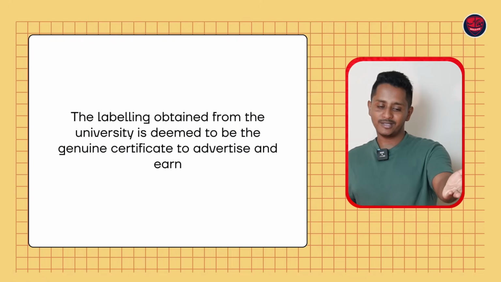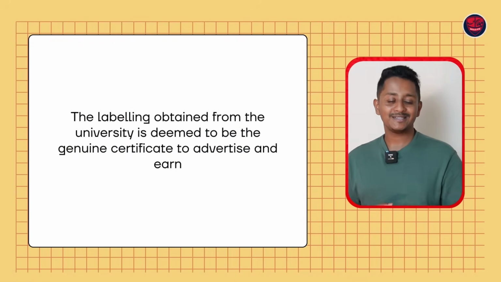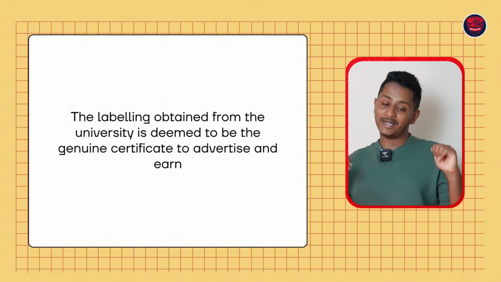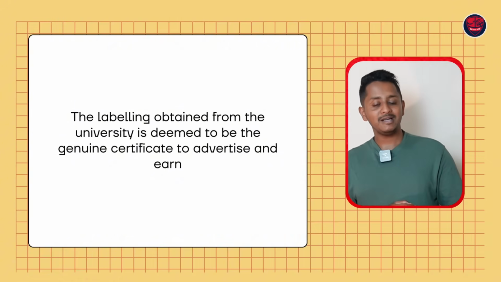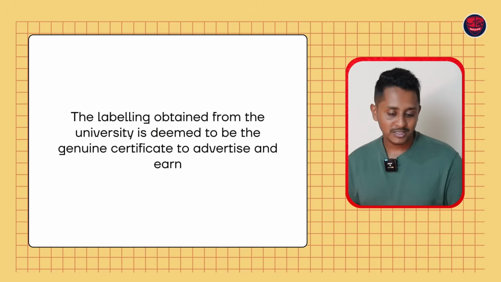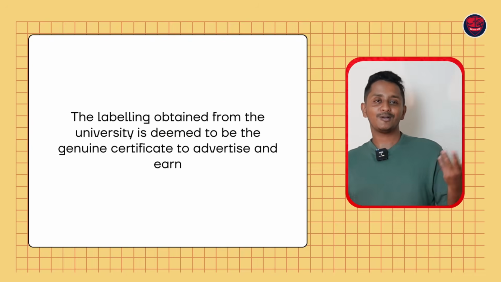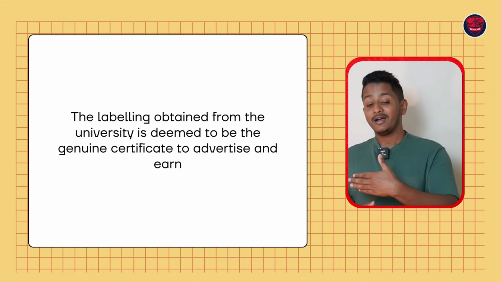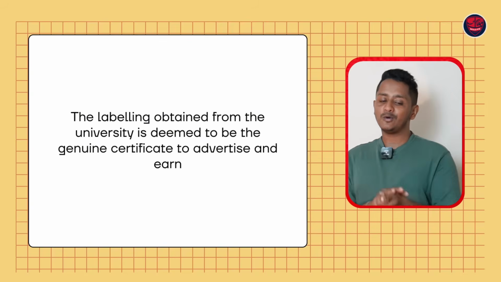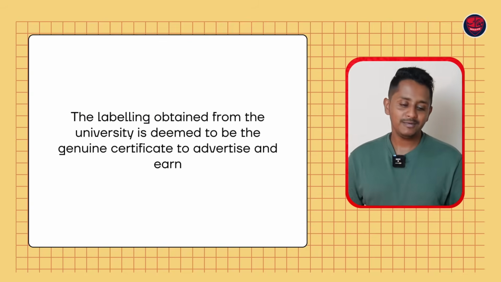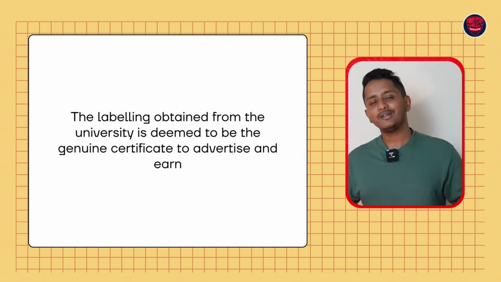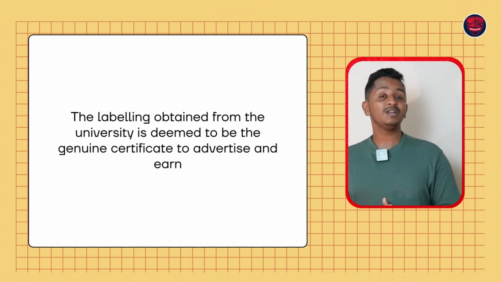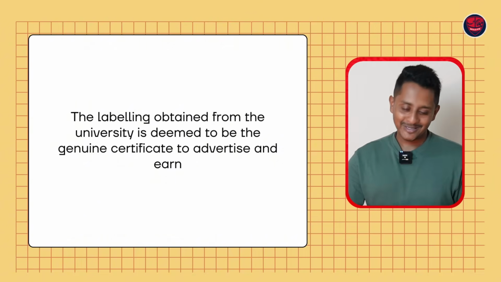If this is the audio, "The labeling obtained from the university is deemed to be the genuine certificate to advertise and earn." And now you start speaking "deemed to be the genuine certificate to advertise and earn." Software says, boss, no, no, no. As a result, the fluency will go down. Even if you've spoken everything perfectly, the content will go down because you're not starting from the beginning. Pronunciation, everything will go down. This would be probably 0 out of 3 or 1 out of 3 and not more than that.